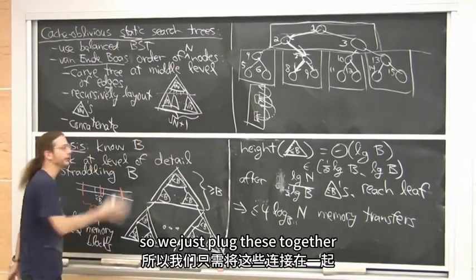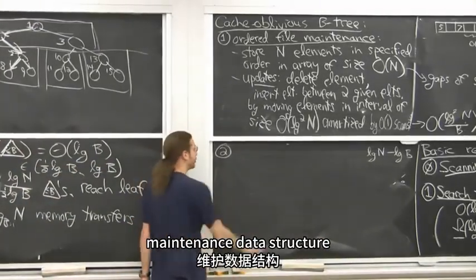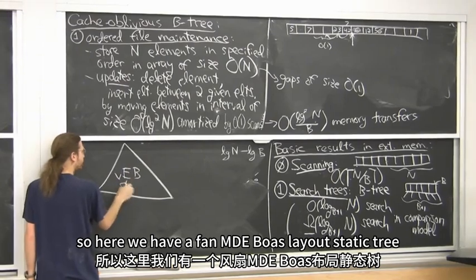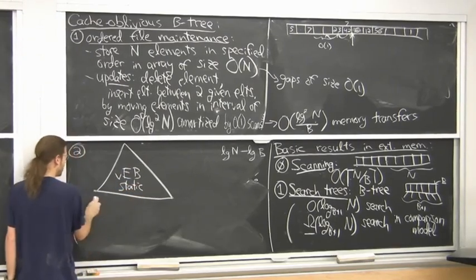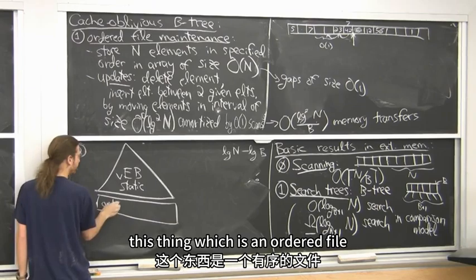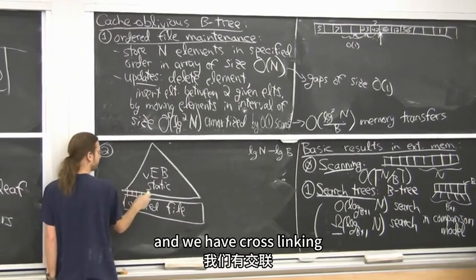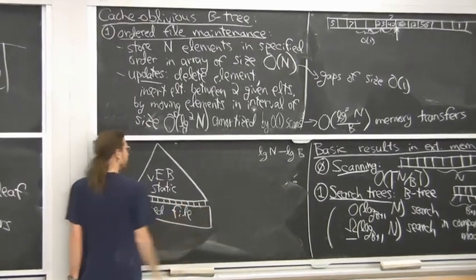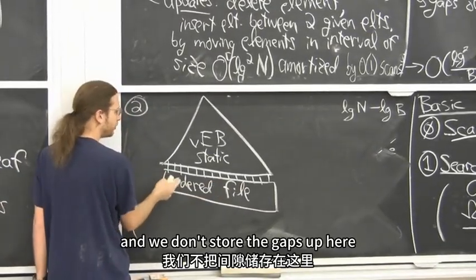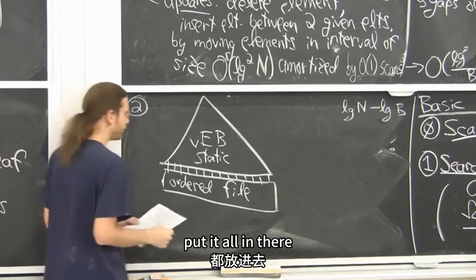So we just plug these together. We take this static search tree and stick it on top of an ordered file maintenance data structure. So here we have a Van de Boas layout static tree on top of this thing, which is an ordered file. And we have cross-linking. Really, here we have gaps. And we don't store the gaps up here. Do we? Yeah, sure we do, actually. Store them all. Put it all in there.